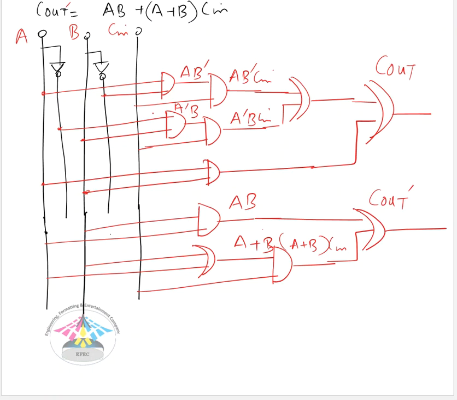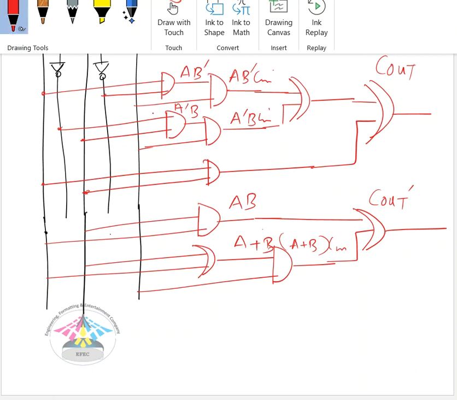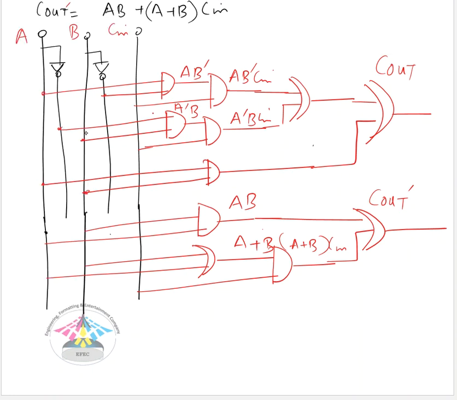Now if we look at the comparison, for the first implementation the total number of gates that we used are 1, 2, 3, 4, 5, 6, 7, 8, and 9. And here we are using 1, 2, 3, and 4 gates. So we are getting an advantage of 5 gates in the second implementation.